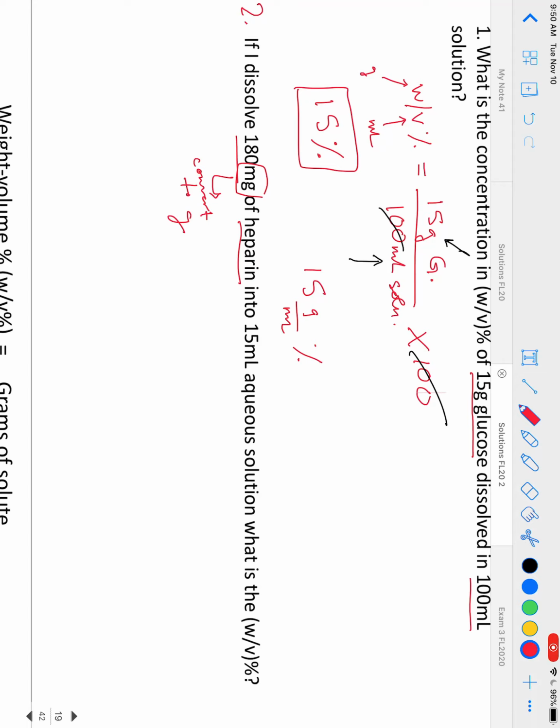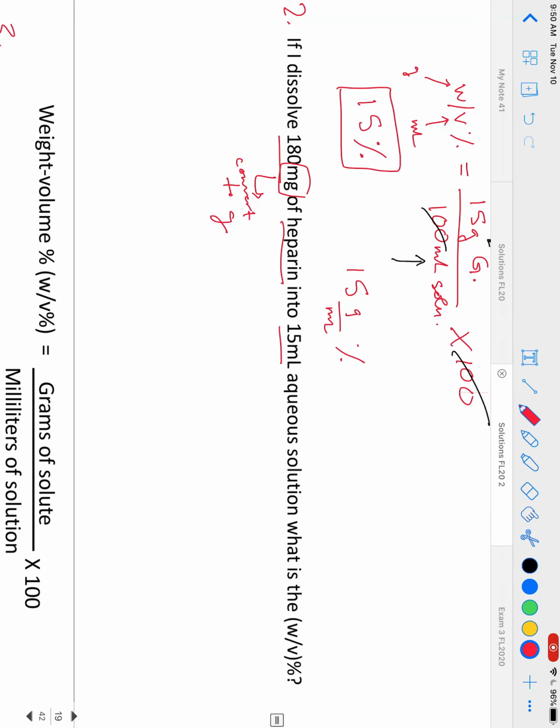It's part of your blood clotting system. I did a lot with heparin in grad school in my research. But we're going to dissolve that into 15 milliliters of aqueous solution. What is the weight volume percent?